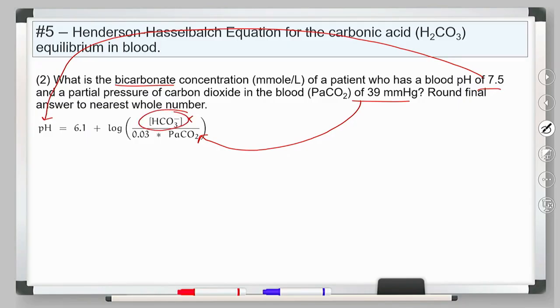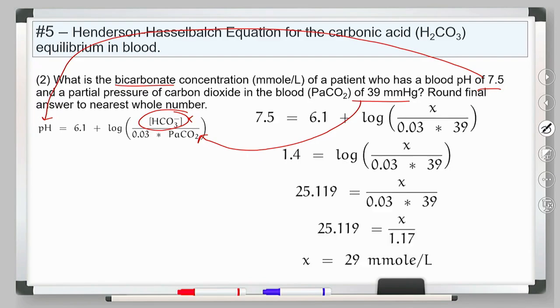And again, I could also solve for the opposite one. I'm just going to do one version of this. But do you see where this becomes a little more complicated algebra problem? So let's just set it up. By putting in my numbers, I get 7.5 starting here. 7.5 is equal to 6.1 plus the log of X over 0.03 times 39. So the next thing I did here is I got rid of my 6.1 by moving it over. So do you see that 7.5 minus 6.1 gave me 1.4.